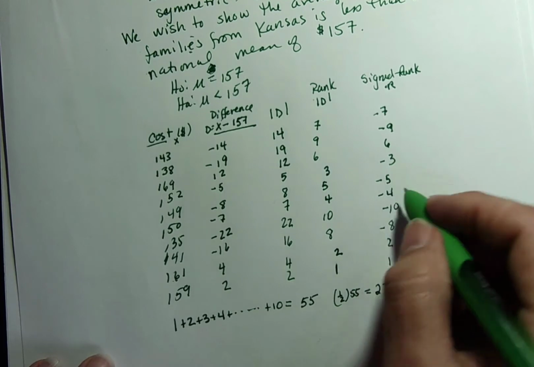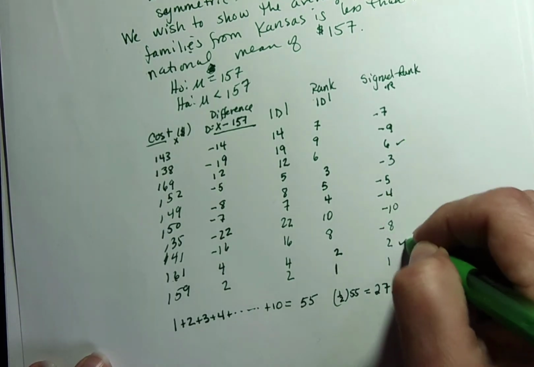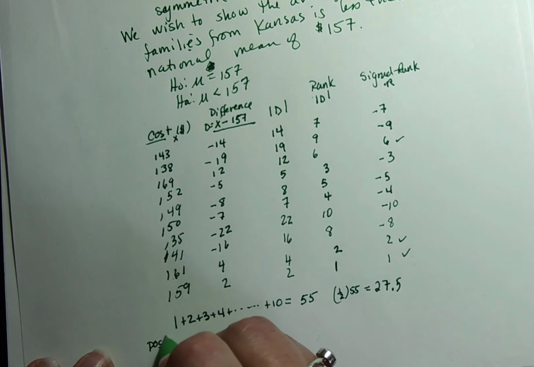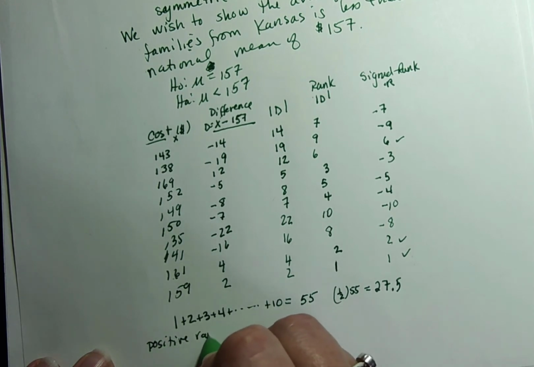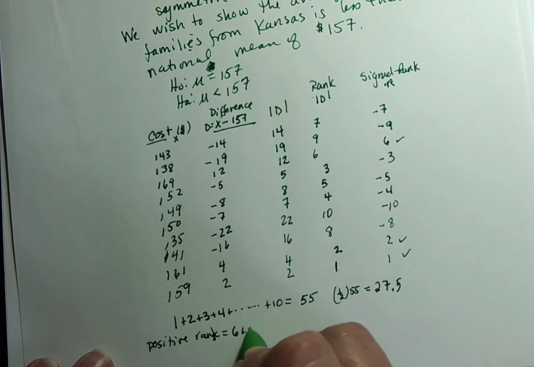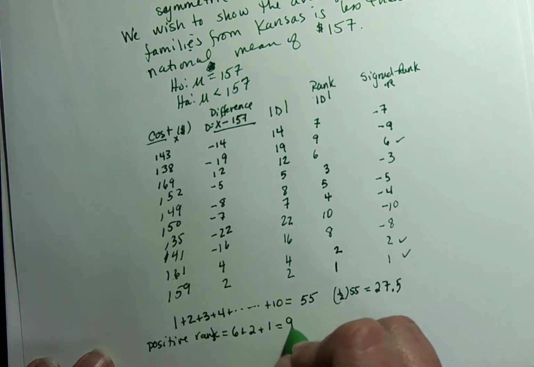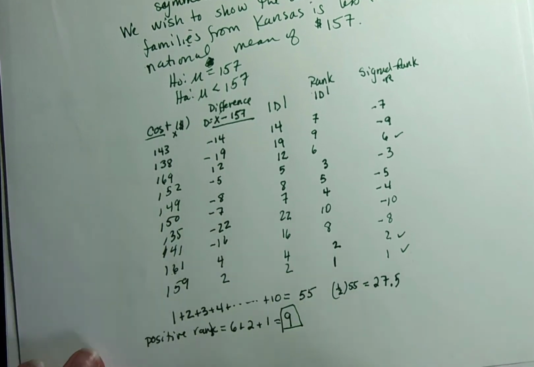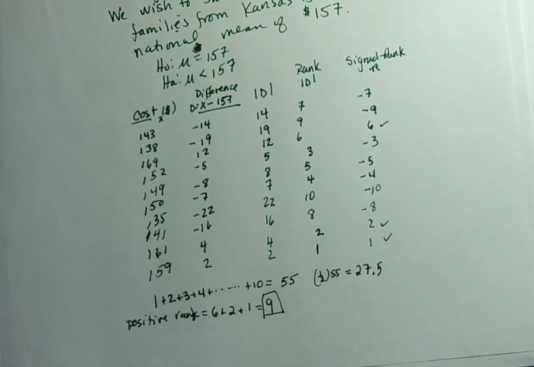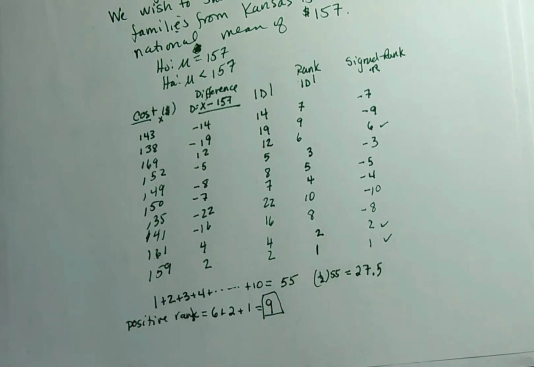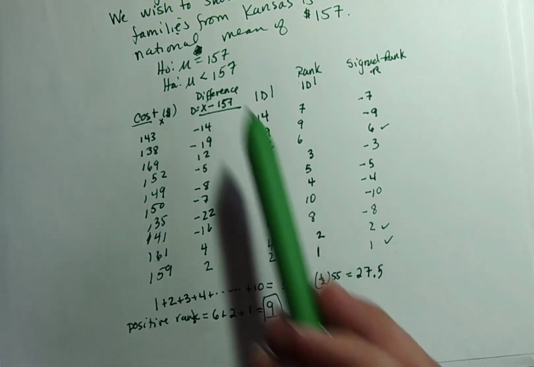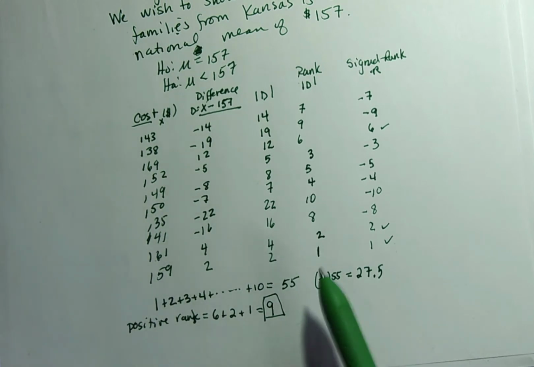So let's look at our positive rankings. It's here, here, and here. So look at our positive ranks. 6 plus 2 plus 1, 9. That's not even close to 27.5. So again, looking at 9 is so much different than that. That's not real good for the null hypothesis; this is probably going to be evidence to support the alternative. But let's take a closer look at that.